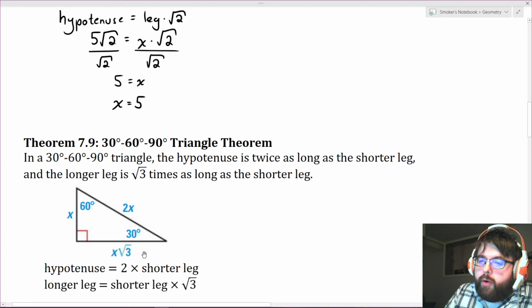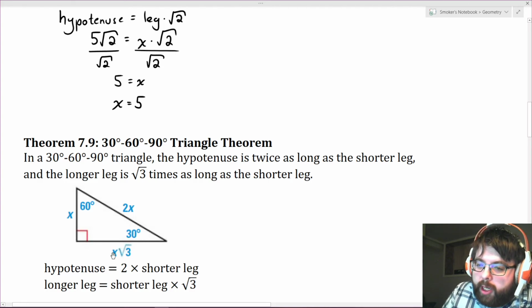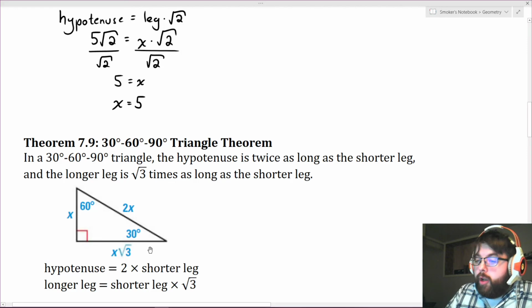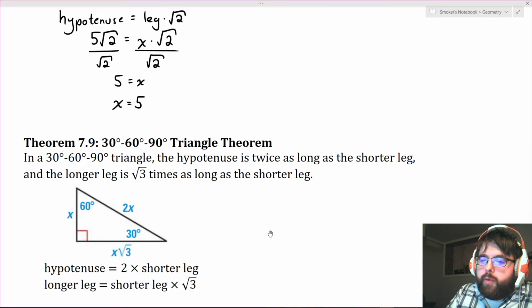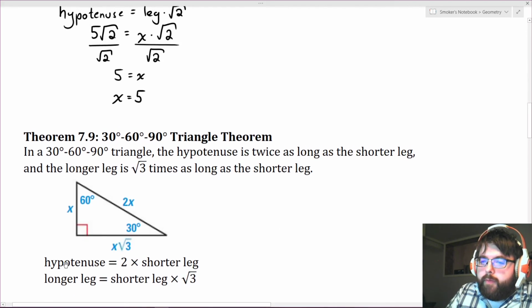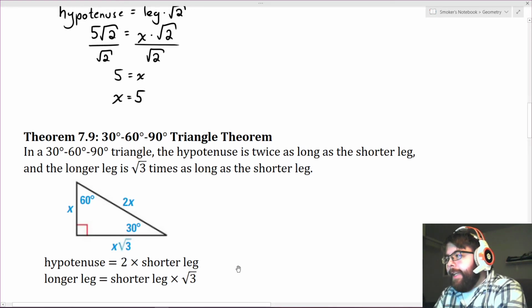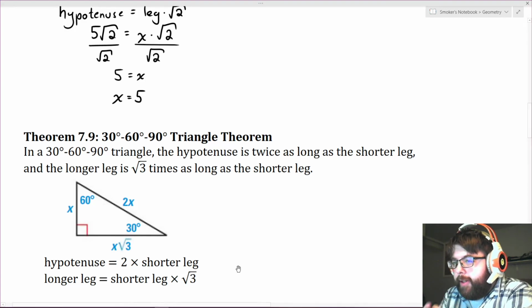Now, there's also a relationship between the longer leg, not the longest side, but the longest leg. Of the 2 legs, the one that's longer will be the shorter leg times root 3. Again, root 3 is just a number. It's a decimal, irrational number, 1.732, but we like to put it as root 3 and leave it as root 3 because that's more exact. So these are two formulas that we will need to use for the 30, 60, 90 triangle.